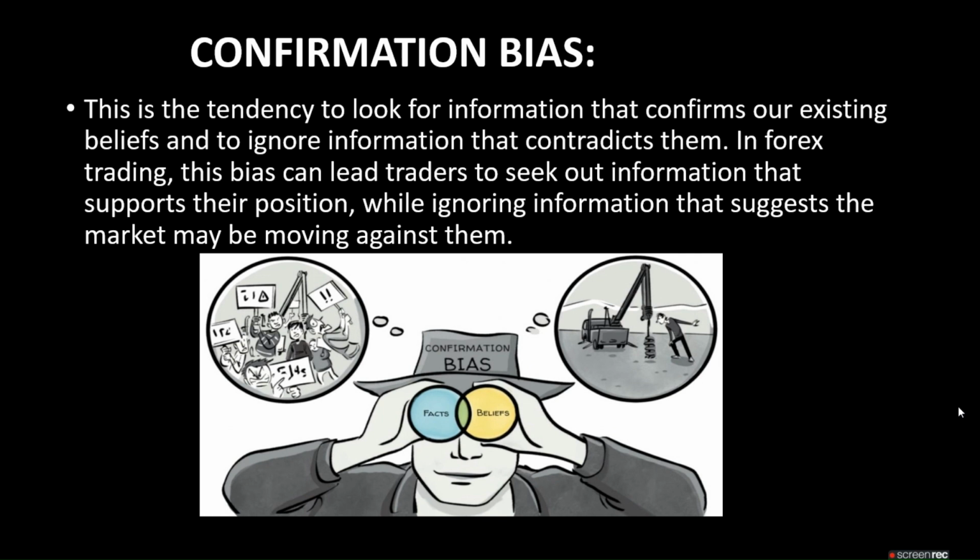So the first common bias that affects Forex traders, and most traders are not even aware of it, is what we call the confirmation bias. This is the tendency to look for information that confirms our beliefs and ignore information that contradicts them. In Forex trading, this bias can lead us to seek out only the information that supports our position, while ignoring information that suggests that the market may be going against us.